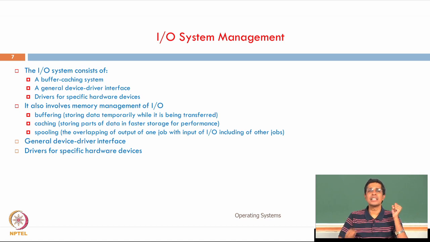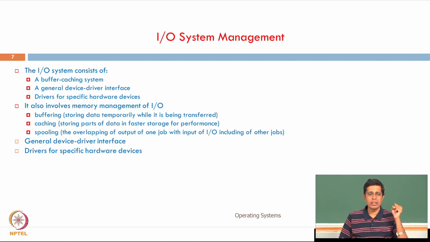So, handling this buffer caching system is very important from a security perspective. There is also something called memory management of I/O, and there we look at caching and at what we call spooling, which is nothing but the overlapping of output of one job with the input of IO including of other jobs. So, this is also very important. The memory management of I/O, the I/O system itself, is very crucial for the operating system.